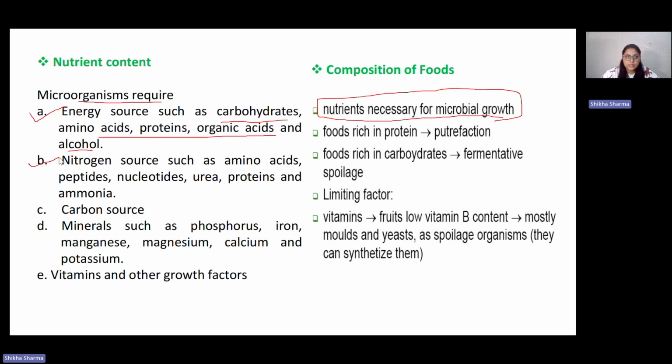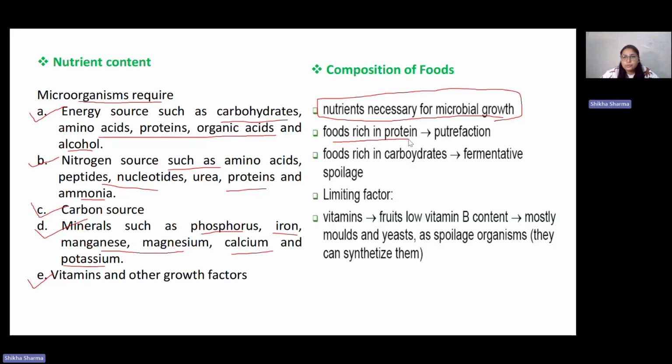And then they need a nitrogen source such as amino acids, peptides, nucleotides, urea, protein, and ammonia. Then they also need some kind of carbon sources and minerals like phosphorus, iron, and magnesium or manganese, and then they need calcium, also potassium. They also need vitamins and other growth factors so that they can grow. So if the food is rich in these kinds of nutrients, microorganisms can easily grow in it.